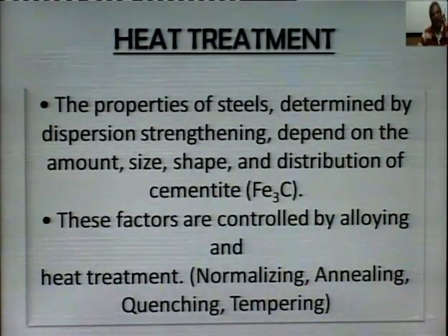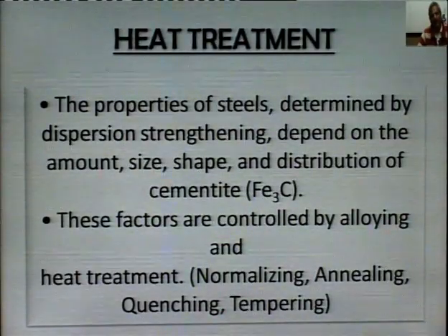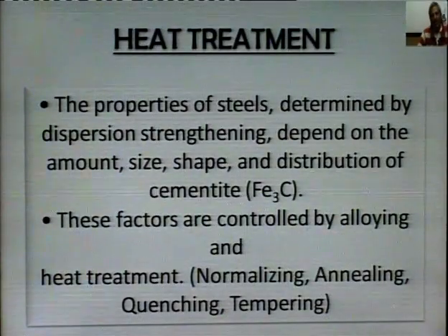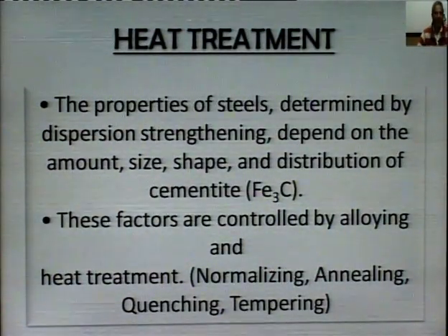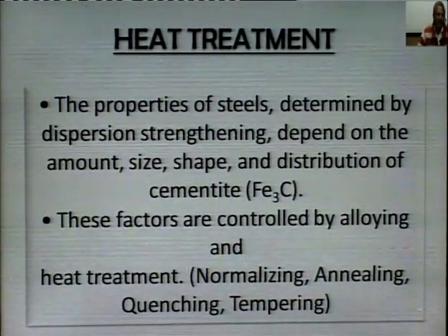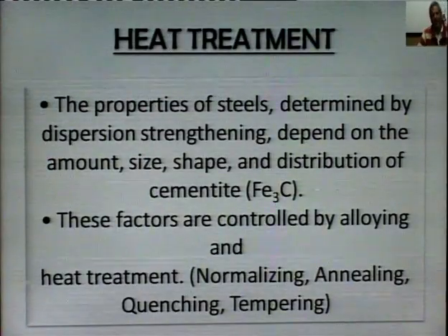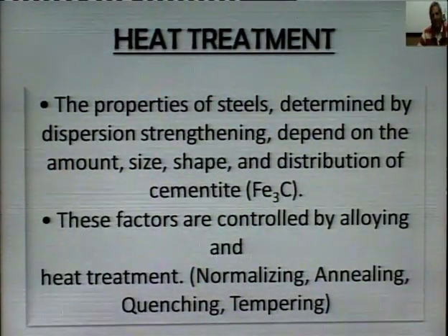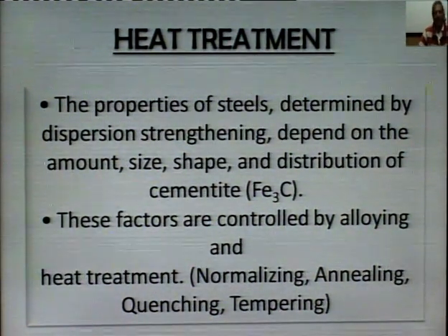The properties of steel's ferrous alloys, determined by dispersion strength, depend upon the amount, size, shape and distribution of cementite. These factors are controlled by alloying and heat treatment, which includes normalizing, annealing, quenching and tempering. It is a heat treatment.